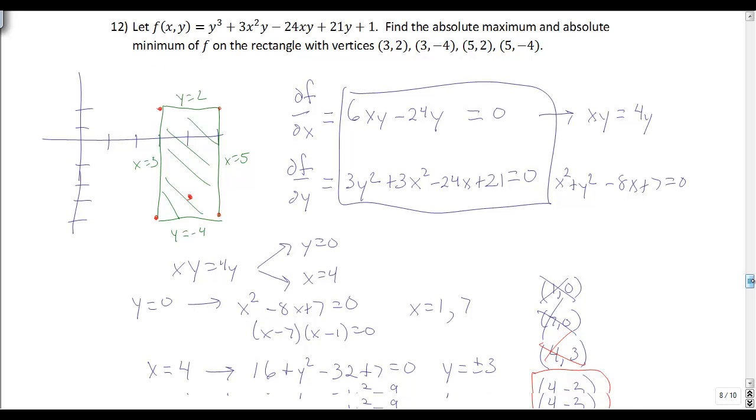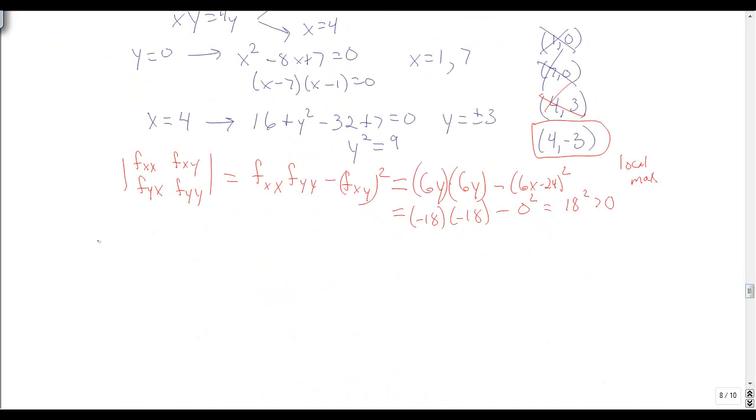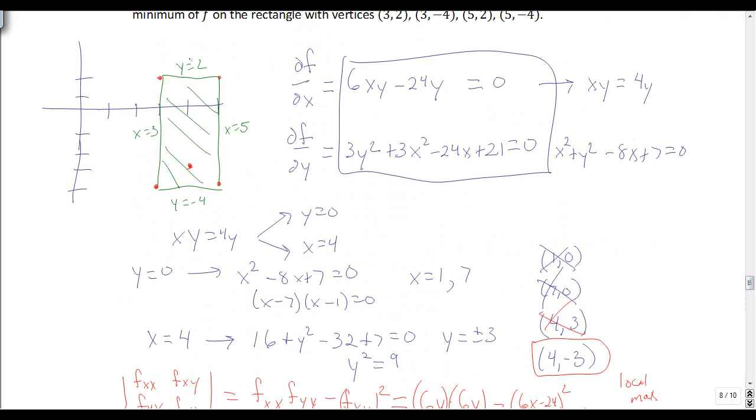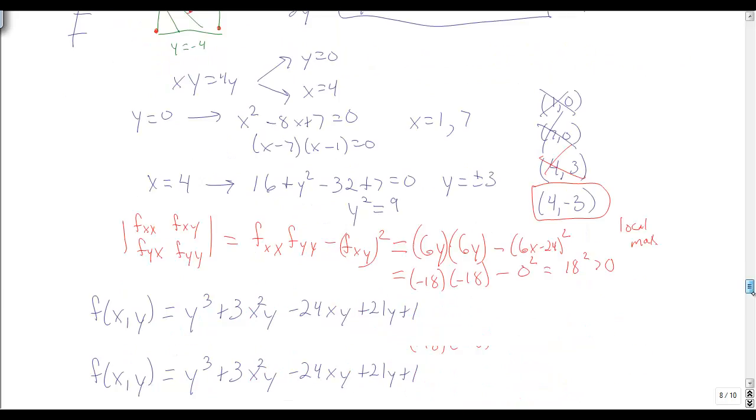So when you plug in y equals 2, I'm going to write down just f of x, y, what this was. That was y cubed plus 3x squared y minus 24xy plus 21y plus 1. And for the first edge, I'm going to pick y equals 2. You can do these in any order.